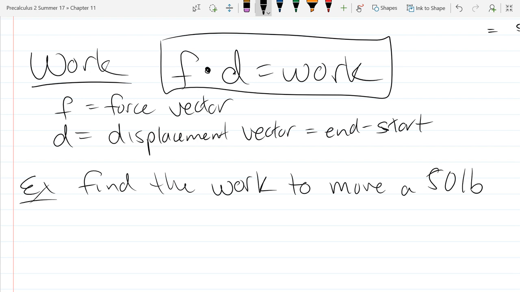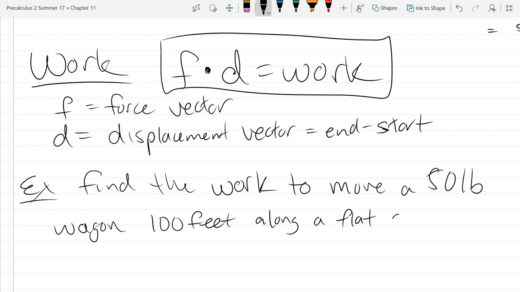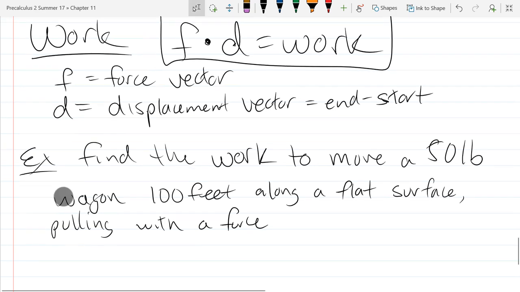So we'll have a lighter wagon, 50 pounds. So find the work to move a 50 pound wagon along a flat, pulling with a force, let's see, with the force 30 degrees above.